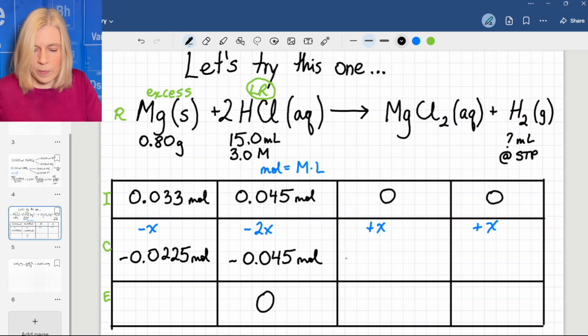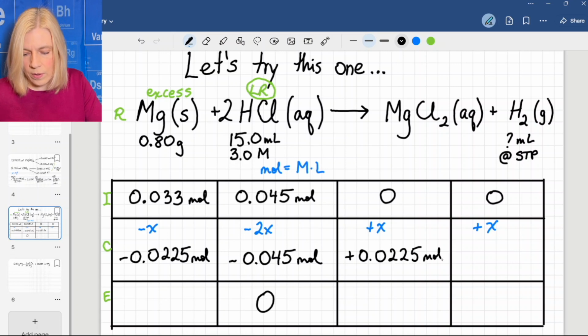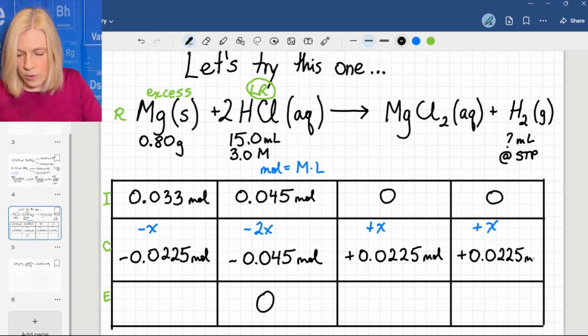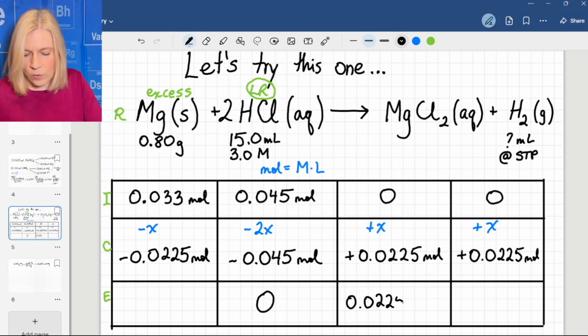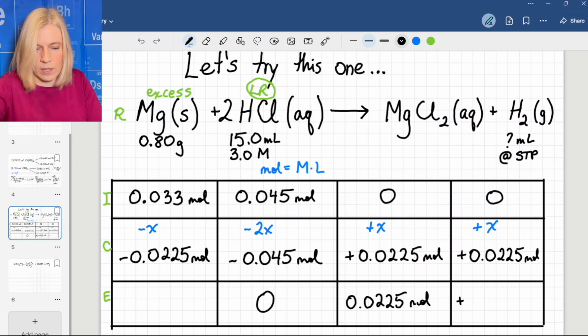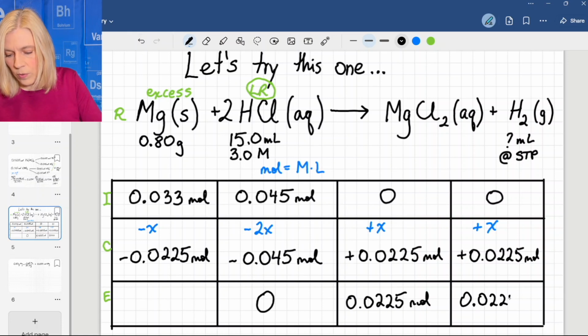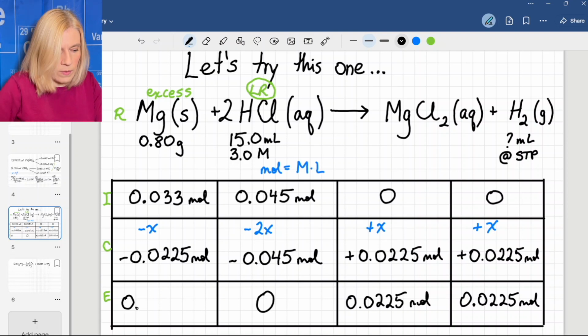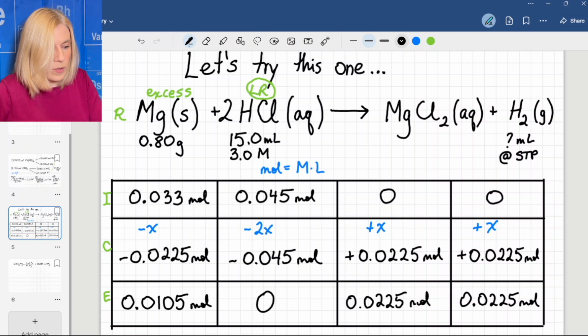So that means this will be plus 0.0225 moles. And this will be plus 0.0225 moles. Okay, well, that's easy for right here, 0.0225 moles. Oops, this is not plus, it's just that amount here. So this is 0.0225 moles. All right, and with a calculator I quickly subtract the two numbers. I'm going to have 0.0105 moles of magnesium ribbon left over.